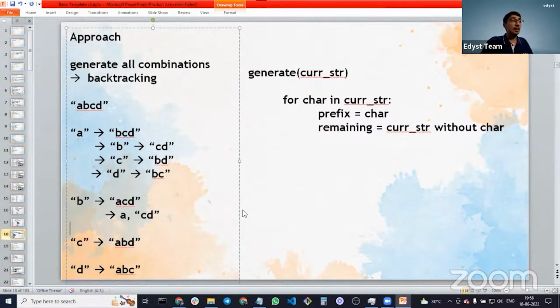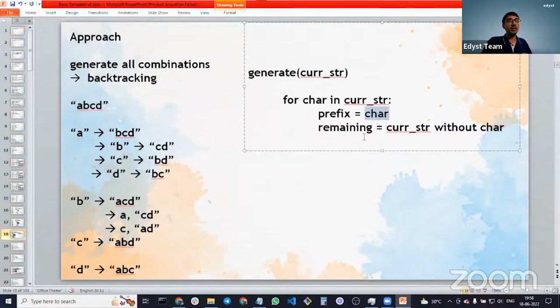Then the next time, I'm going to give C a chance and I will ask to generate for A and D, right? And so on. So I'll say prefix is this character, and remaining is you remove that character from that. And what will you do? You're going to generate all of the substrings from the remaining. So this is the recursion. I'm saying, okay, now again, go and generate for this remaining.